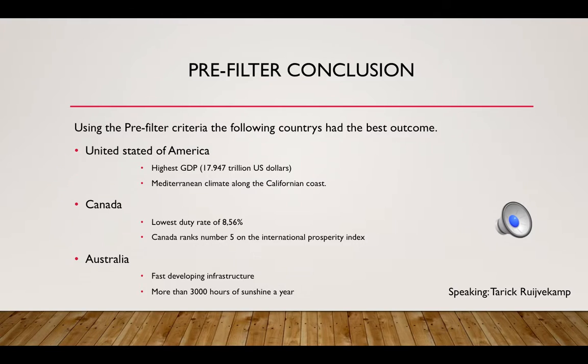After the pre-filter, we have chosen the 3 best countries according to the pre-filter criteria. The first country is the United States. It has the highest GDP of 17.947 trillion US dollars. It also has a Mediterranean climate along the California coastline.